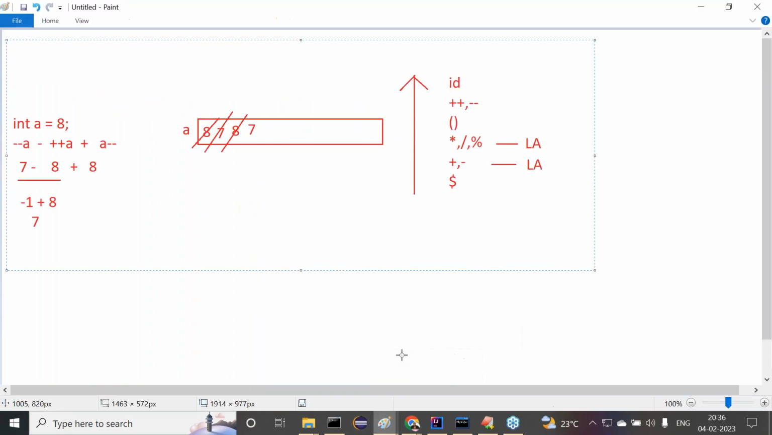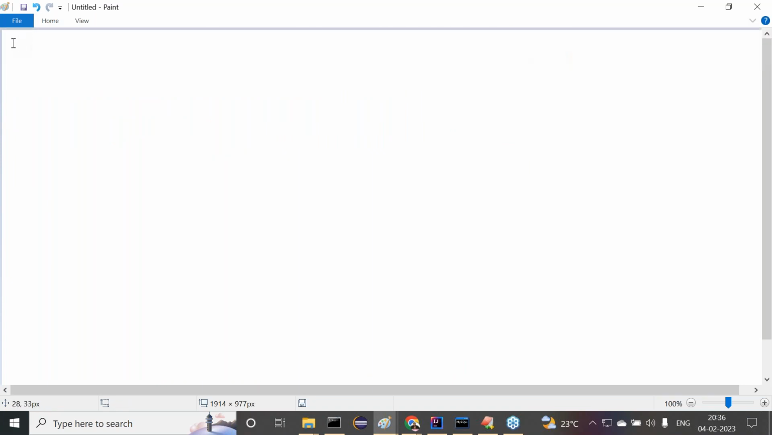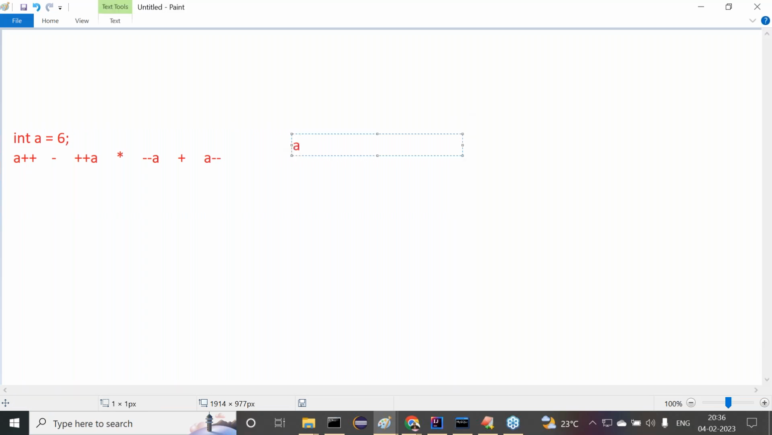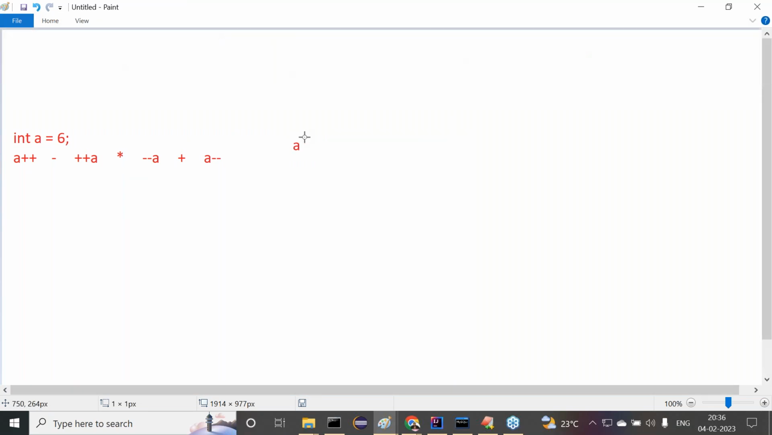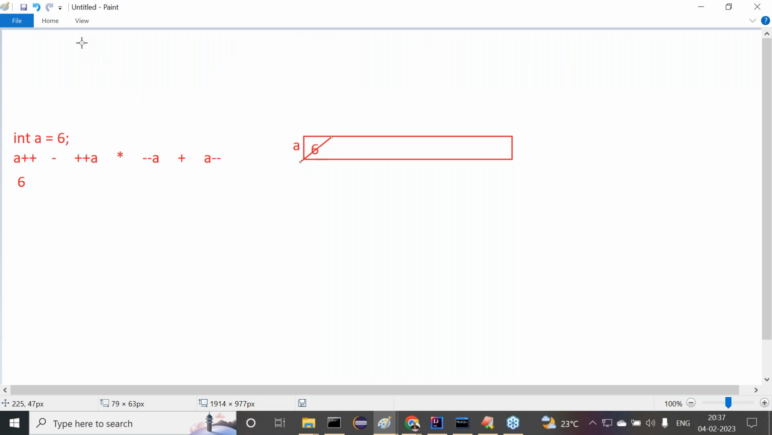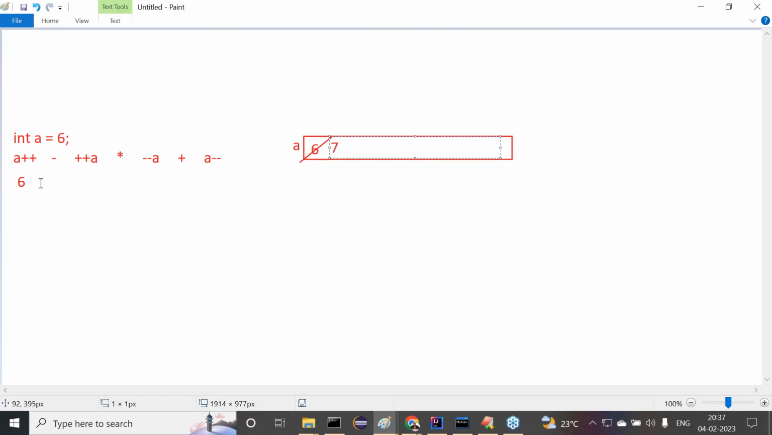The value of a is 6. First of all, let me separate it like this, so you will not get any confusion. a will have 4 bytes of memory, and inside it the value is 6. Now, first a plus plus is post-increment, meaning the current a value will participate, but internally a is incremented by 1, so it becomes 7.